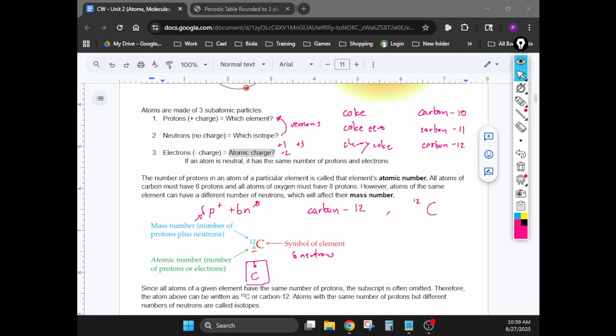All right, so that's how you write isotopes. Any questions about that? Pretty easy so far? AP Chem is light, right?